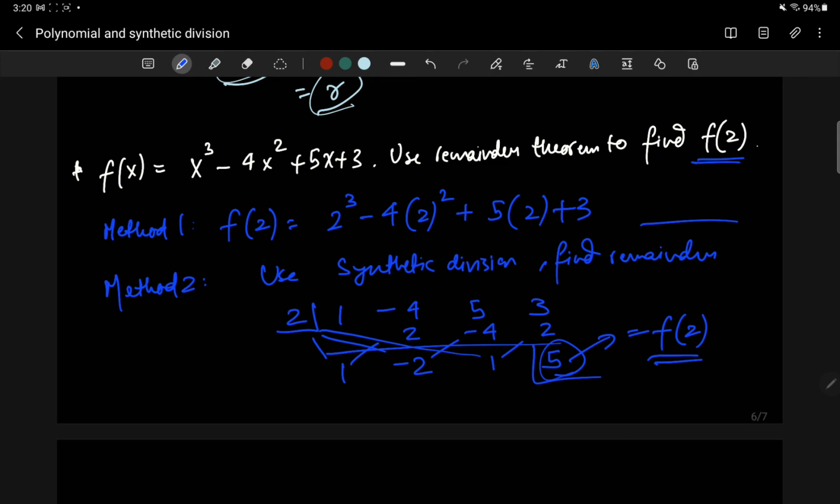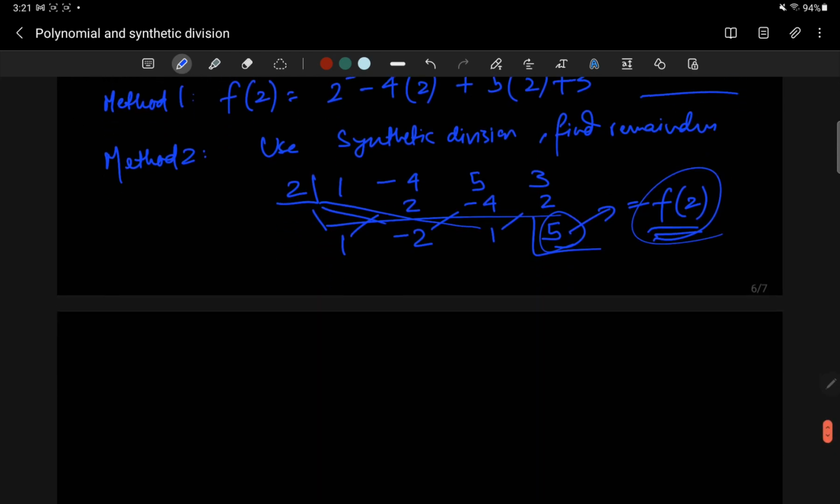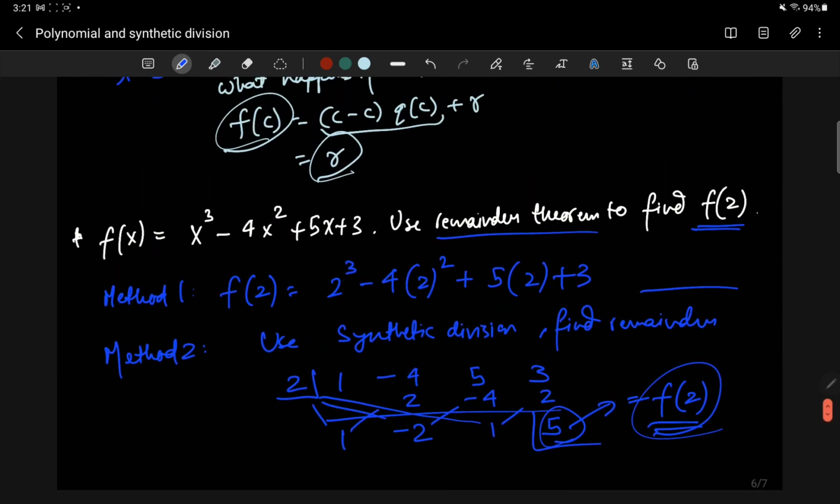So, which means, in particular, if you have a larger number like f of 10 that you're trying to find, instead of doing a very complicated calculation, you can do a much simpler synthetic division just to find a remainder, and whatever the value of the remainder is actually the value of the function at that point. Okay, so this is called the remainder theorem, and this can be used for finding values of a function at a particular point. So that's it about synthetic division, and also that's it for this video.